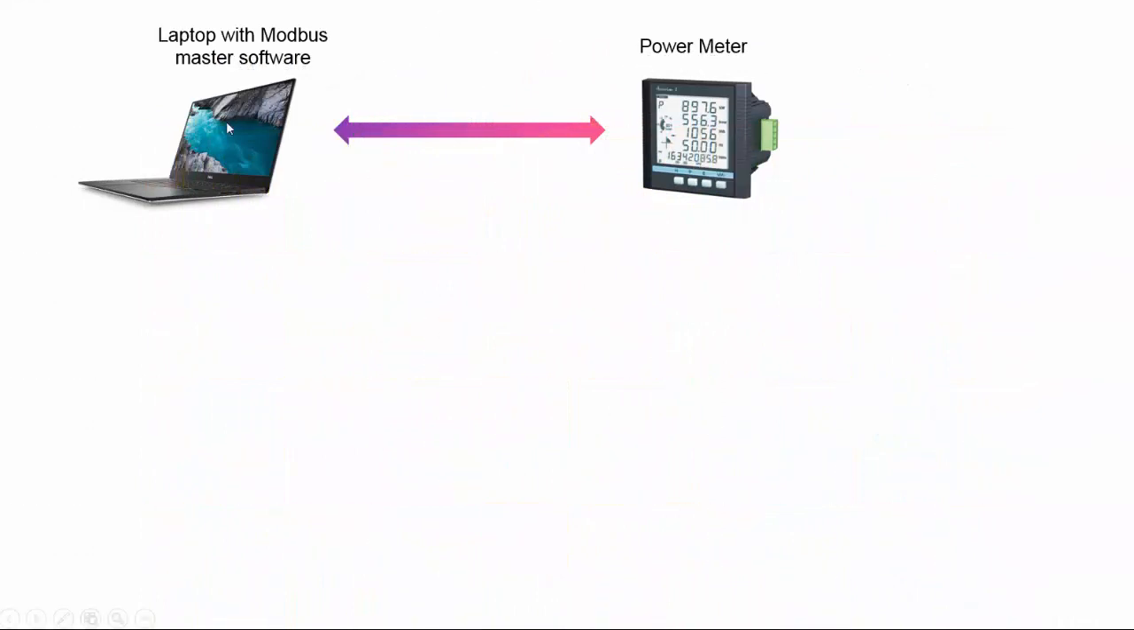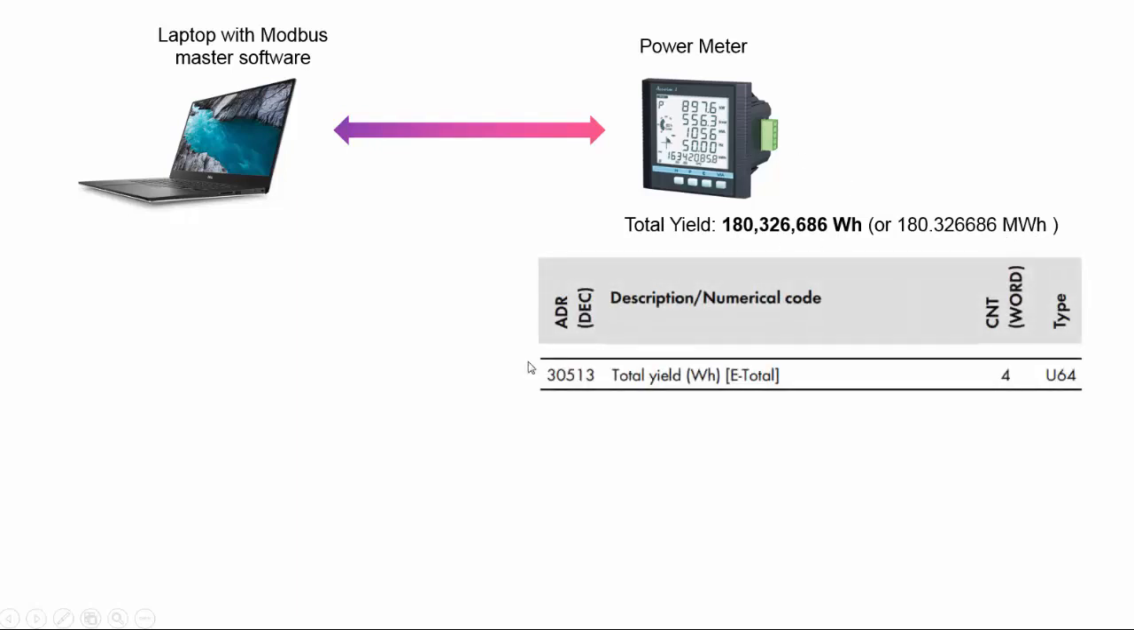Alright, so the student was using some Modbus master software and, via Modbus TCP, reading data from the power meter. Specifically, what she wanted to read was total yield, which was this large number here in watt hours. On the meter, it was expressed in megawatt hours. According to the Modbus memory map of this device, this is where total yield would be found: 30,513. That register address is an input register.